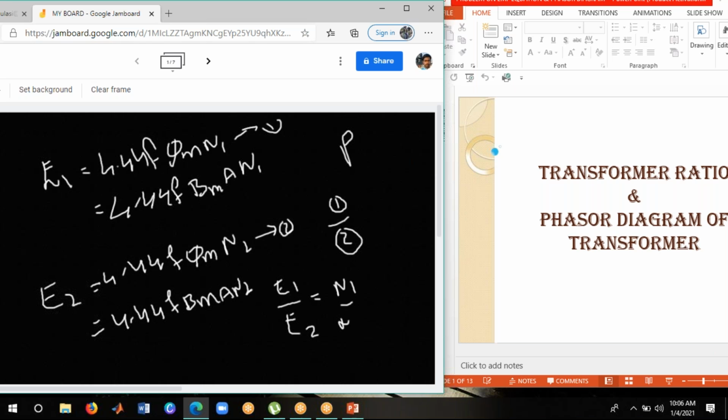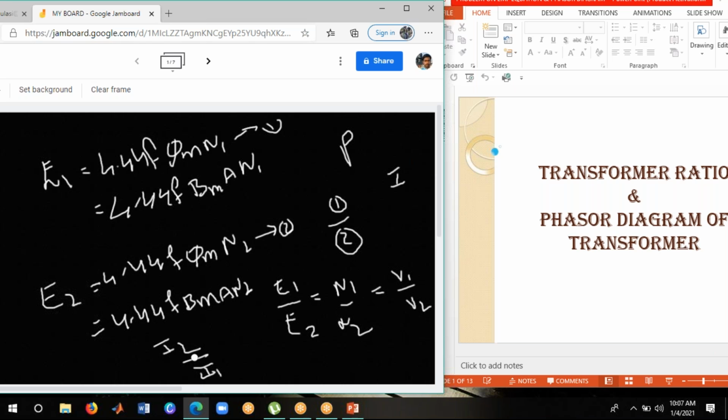Right. Now I already told you that the supply voltage, the input voltage, and E1 are both equal, right? So you can write V1 divided by V2. Now, one more parameter is involved, that is current. How we can write current with respect to this equation is I2 divided by I1. Okay, so this is the relation between the EMF equation, number of turns, voltage, and current.